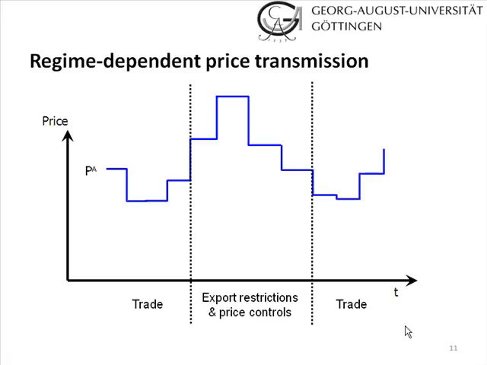So they might be tempted, for example, in phases where the world market prices are high, to impose export restrictions or price controls of some sort. And as a result of that, you might see that the prices in this exporting country follow a slightly different trend, right? When the prices on the world market are relatively low, there is transmission. But when the prices on the world market climb, this country decouples itself, separates itself from the world market, right, by imposing an export restriction, for example. And only once the world market prices have come down again does it reintegrate itself with the world market.